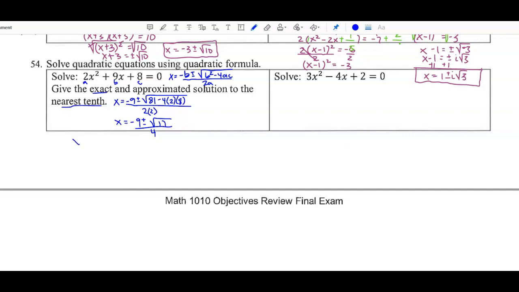So our exact answer is x equals negative 9 plus the square root of 17 over 4. And then I'll figure out the approximation for that. And my other answer, the exact answer, is negative 9 minus the square root of 17 all over 4. All right, do you guys know how to figure those out on your calculator? Make sure to ask if you have any question about how to do that.